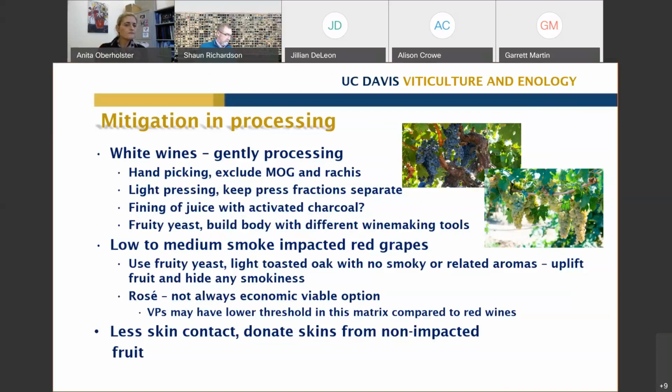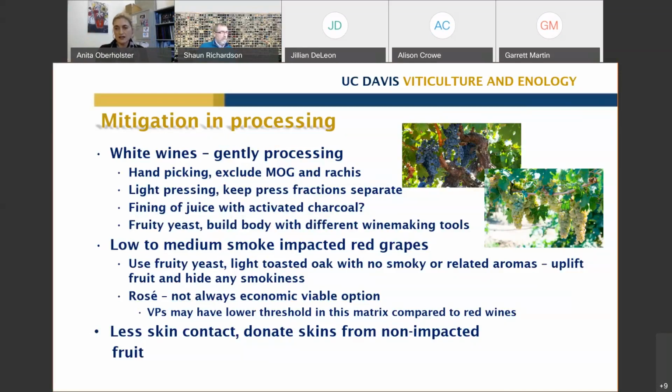For red wines, I think you can really only use, on low impact, fruity yeast, light toasted oak, and things may make a difference. I don't know how long it will last. But as soon as you go to a higher impact, there's just not enough you can do to really fix a wine at all. Rosé sometimes is an option.